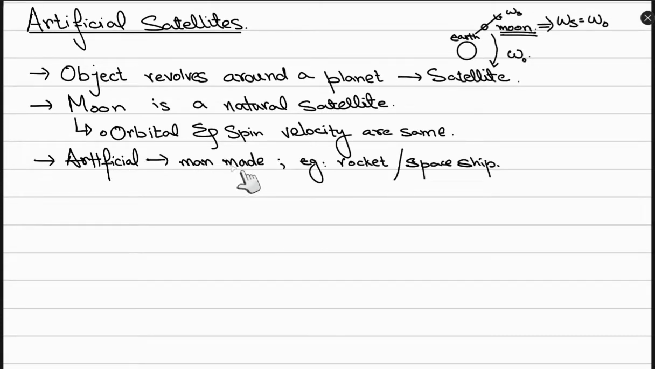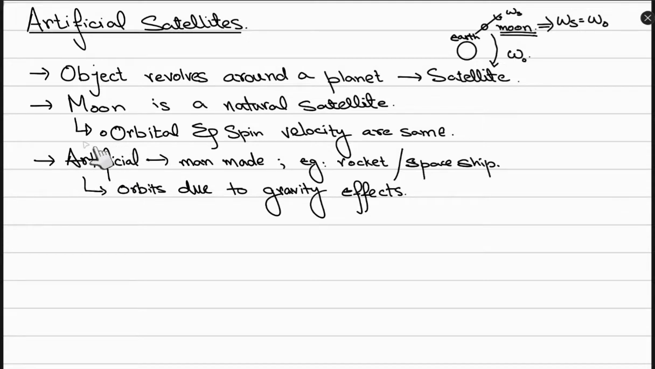Now, if you have a man-made rocket or a spaceship that orbits the Earth, that object, rocket or spaceship, is termed an artificial satellite. And these artificial satellites revolve around the Earth, or orbit the planet, due to the effects of gravity, or you can say due to the force of gravity of the Earth, right?